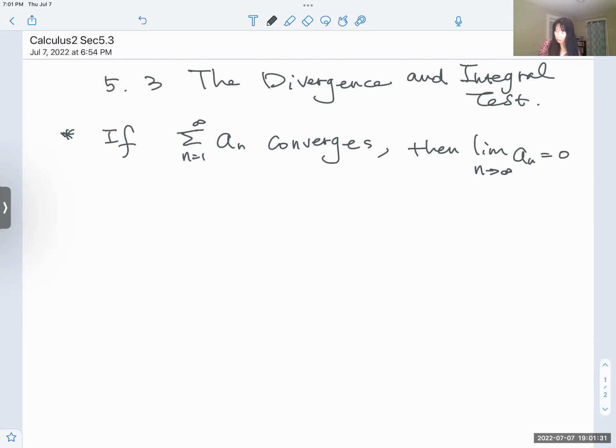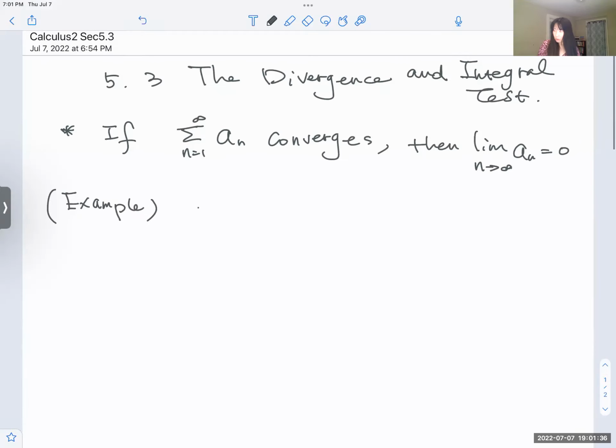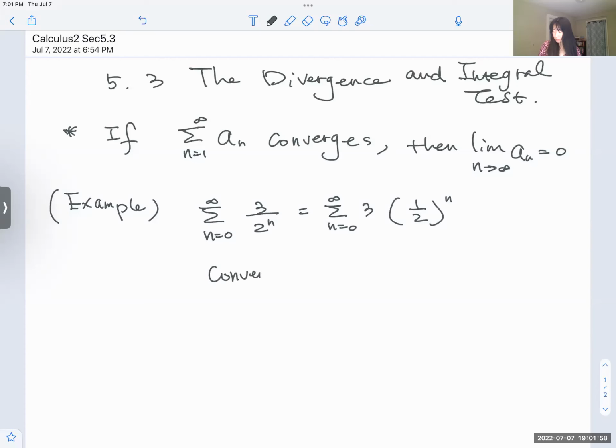So we said last time, the series n equal to 0 to infinity, 3 over 2 to the n. We can express this one as 3 times (1 over 2) to the n power, right? And then we say that this converges by geometric series. Why? Because r is equal to 1/2, less than 1, right? So we learned that.